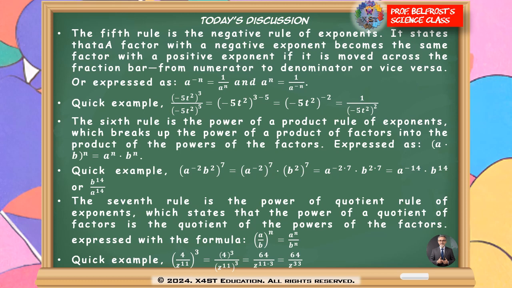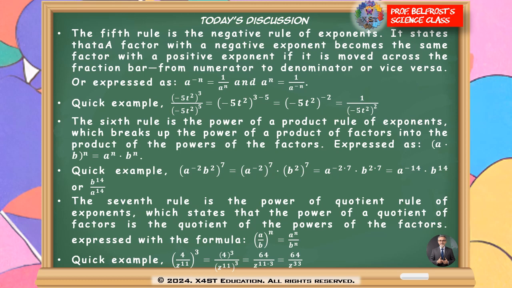So now it's the seventh rule, which is the power of a quotient rule of exponents, which states that the power of a quotient of factors is the quotient of the powers of the factors, expressed with the formula a over b to the n equals a to the n over b to the n.